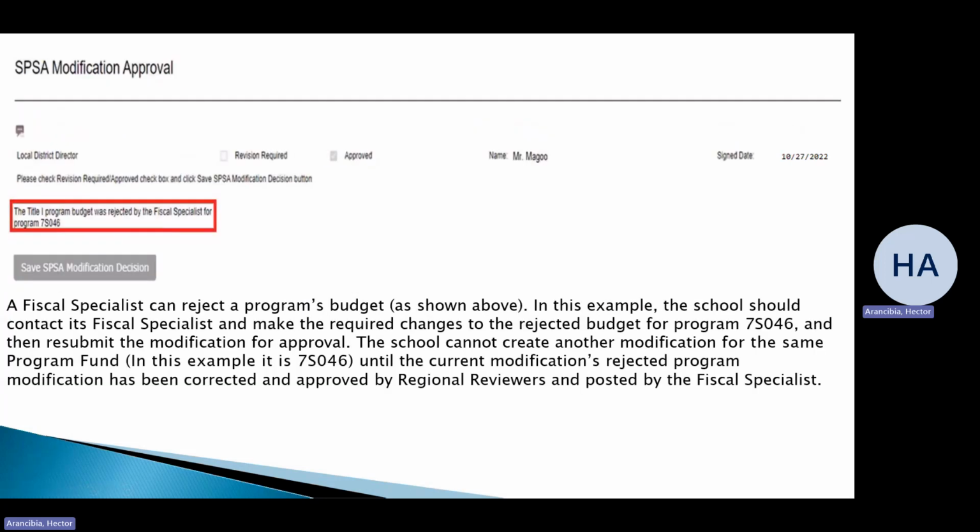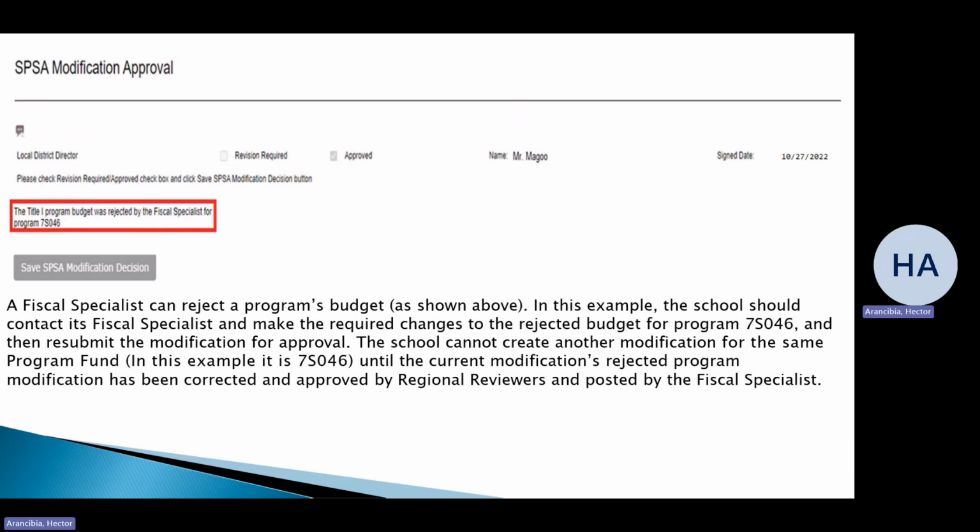A fiscal specialist can also reject a program's budget. In this example, the school should contact the fiscal specialist and make the required changes to the rejected budget item, in this case for 7S046, and then resubmit the modification for approval.